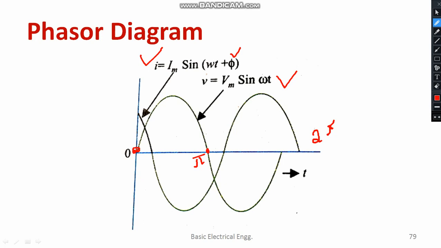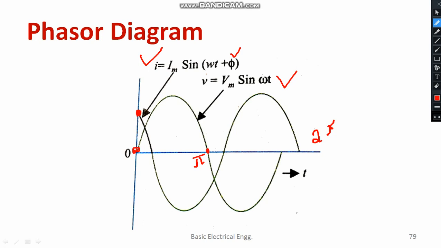Now current is equal to Im into sin(omega t plus phi). So where should I start the current? Yeah, it is leading now. Because it's a capacitive circuit, current is leading. So instead of starting from 0, it is starting from a higher angle. So it will be marked in this fashion.